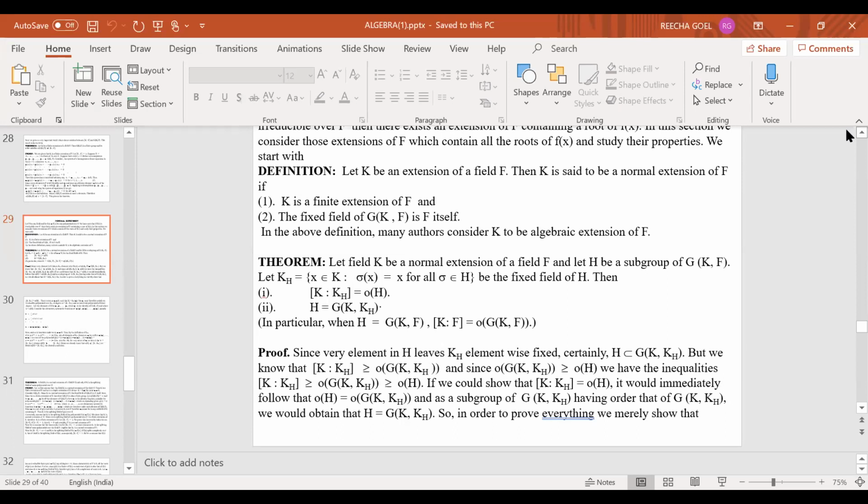So if we are somehow able to show that the degree of K over K_H is nothing but the order of H, it would immediately follow that H is nothing but G(K,K_H).